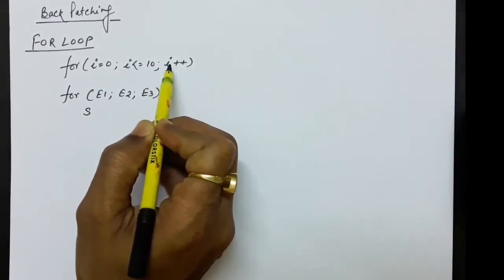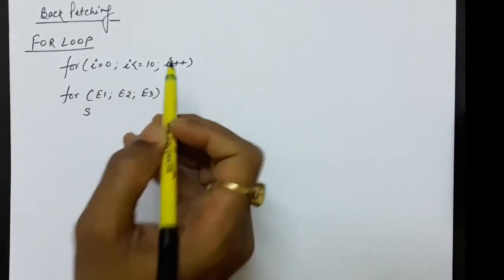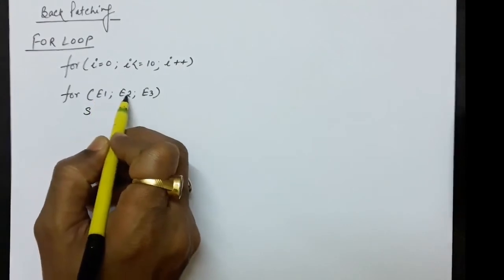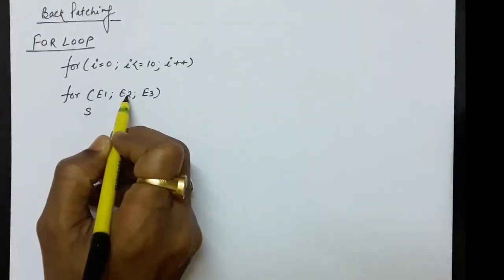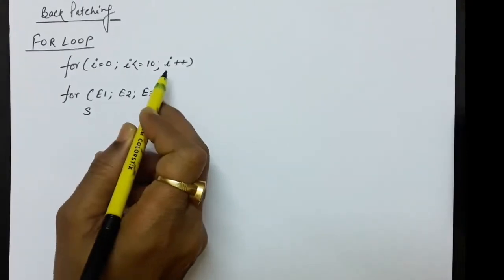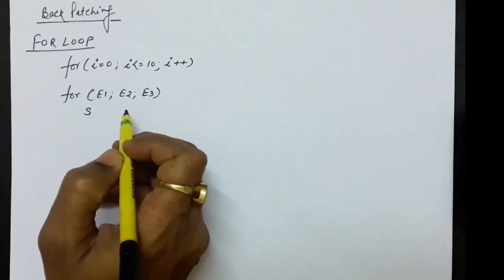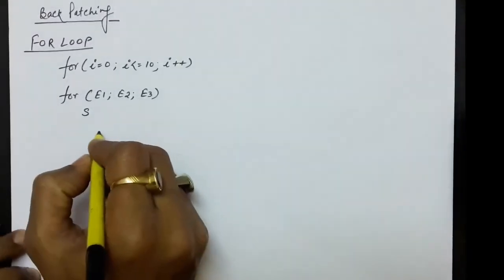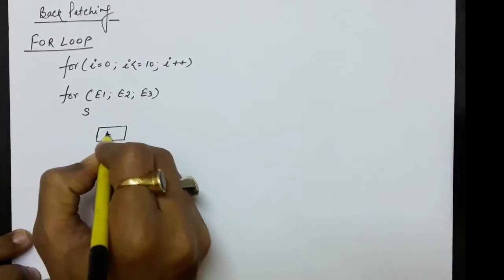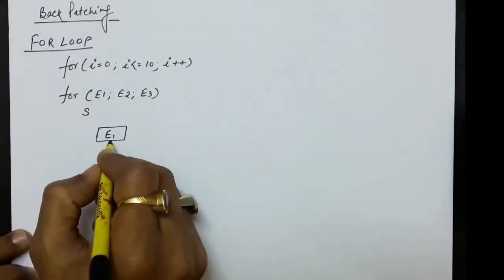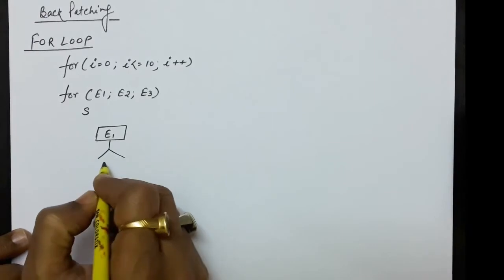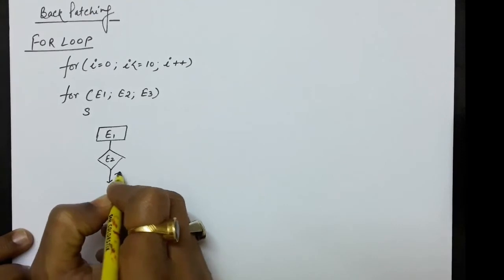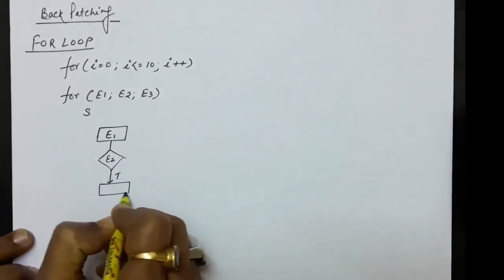the decrement part. Now, if we consider that it has a general form like for E1, where E1 is representing the initialization, then E2, where E2 is representing the condition check, and E3, the part of the increment or the decrement. The flowchart of this actually could be like, first the E1 statement executes, and after the execution of the E1 statement, there is a condition check. If this condition is true, then we need to execute the statement S.